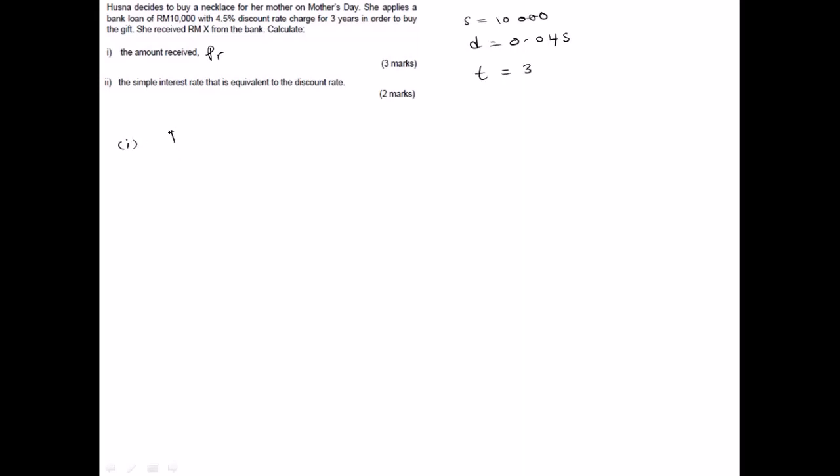So for question 1 we use PR equal S(1 minus DT). Substitute all the values and use calculator. 10,000, 1 minus 0.045 multiplied by 3, equal RM 8650.